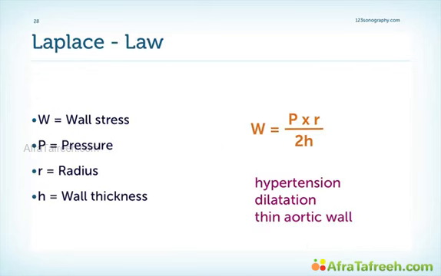The law of Laplace helps us to understand the physics behind the development of aneurysms. The wall stress, which basically is the trigger for the development of an aneurysm, is closely related to the pressure, the radius, and the wall thickness. The pressure would be the blood pressure. The radius, the degree of dilatation of the aorta. And a thin and weak wall also elevates wall stress. So you can see, if you already have an aneurysm, this predisposes to further dilatation of the aorta.